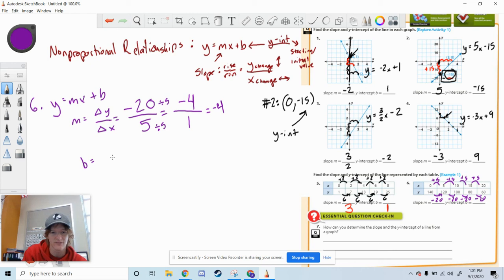B on this one, I have a point 0, 140. So my b is 140. So I'll grab that red again so that it's consistent. Slope, we decided was negative 4. Y-intercept is 140. Now, what this one might mean is I started with $140 and I spent $20 every 5 weeks. I spent $4 a week. Okay, so after 5 weeks, I'm down to 120 bucks. After 10 weeks, I'm down to 100 bucks. After 15 weeks, I'm down to 80 bucks.